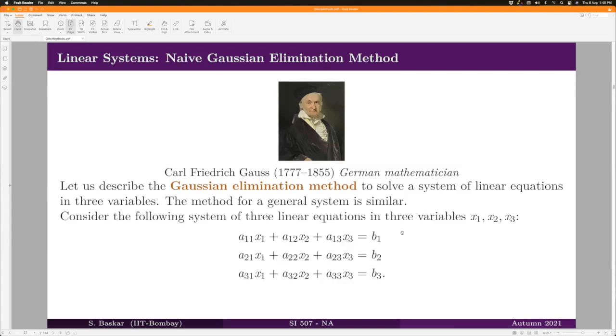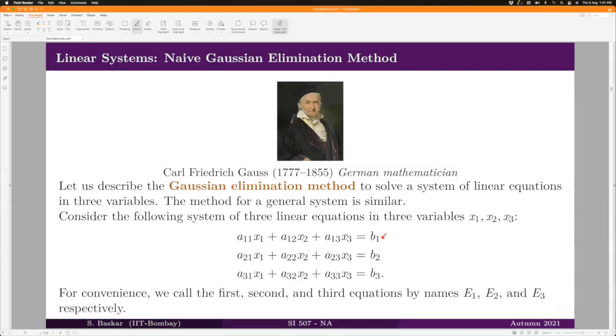Consider a 3 by 3 system given by this. The coefficients can be written as a 3 by 3 matrix, each entry being Aij, and the right hand side vector B has 3 components. The solution vector is the vector X, whose components are x1, x2 and x3. For the convenience, we'll denote the first equation by E1, the second equation by E2, and the third equation by E3.